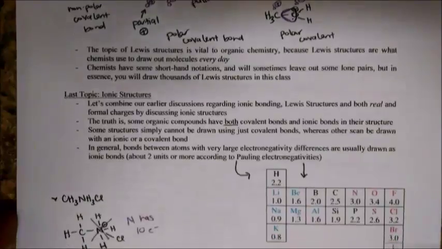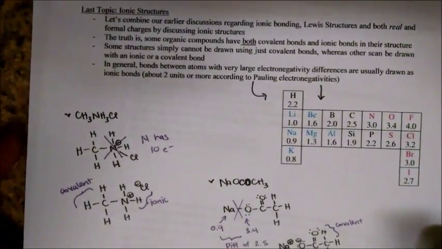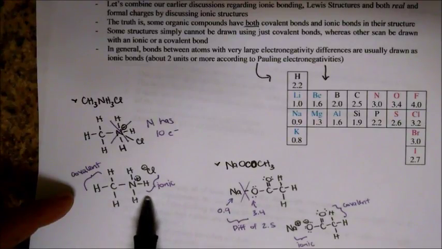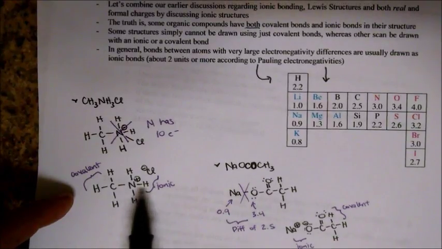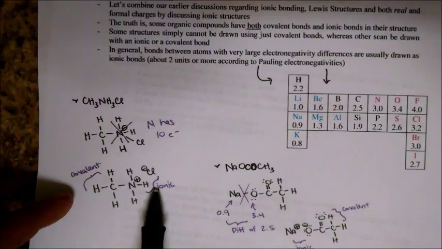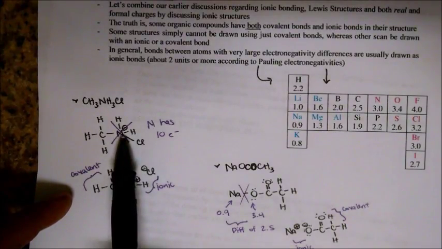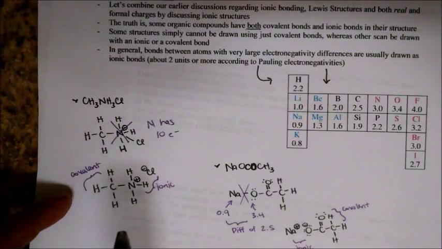And the last topic we discussed on Wednesday were ionic structures, and those are structures that have both covalent and ionic interactions in their structures. We have covalent bonds and ionic interactions. So that's common when it just doesn't make sense to make, this was invalid because it gave nitrogen 10 electrons.